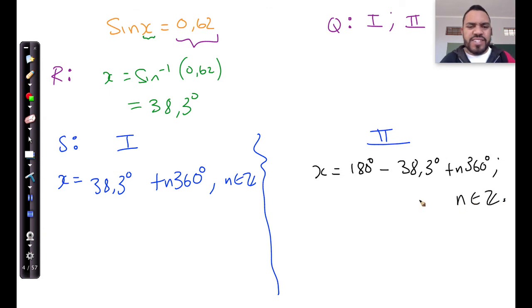Okay, so that's the first example. Very simple, very, very easy, right? If you're asked for a specific solution within a given interval, all you do is substitute in different values of n, which is something we're going to be looking at later.